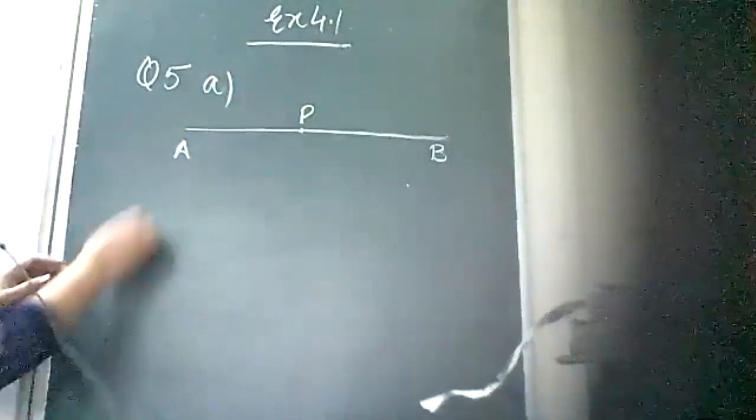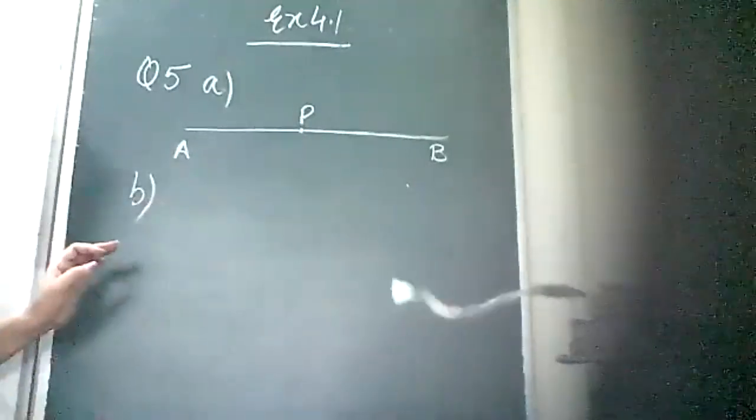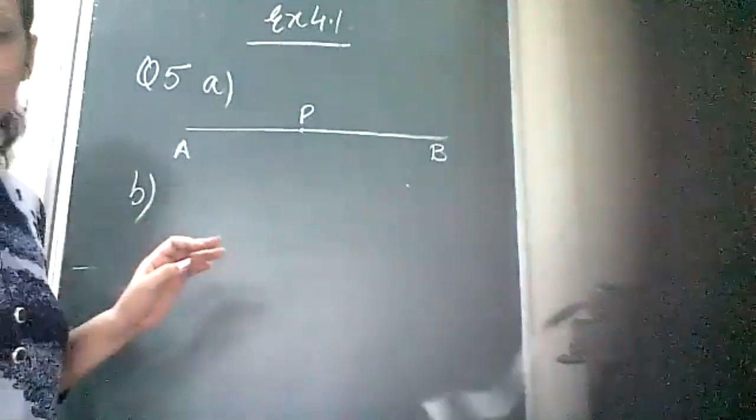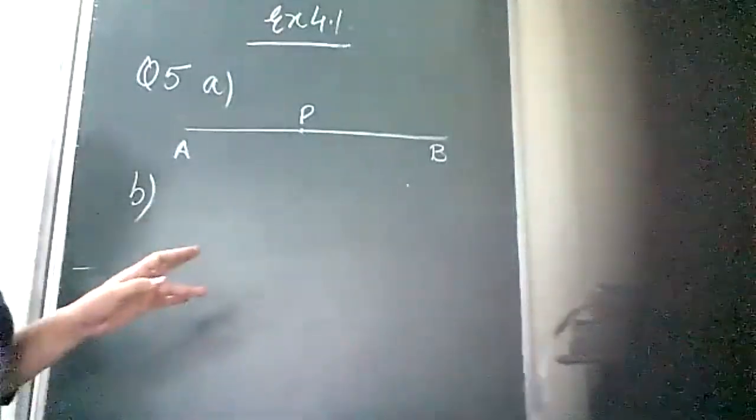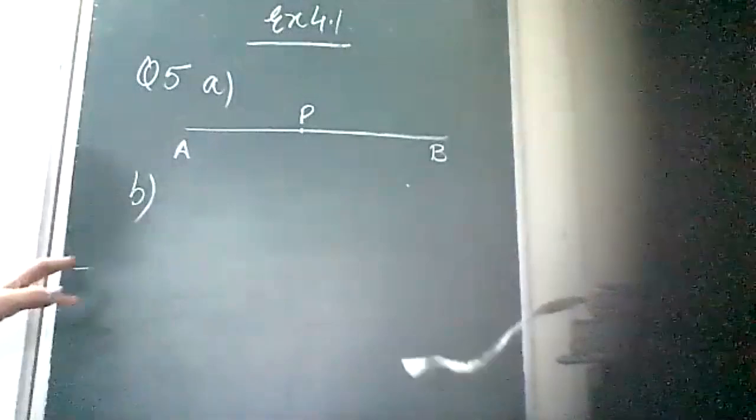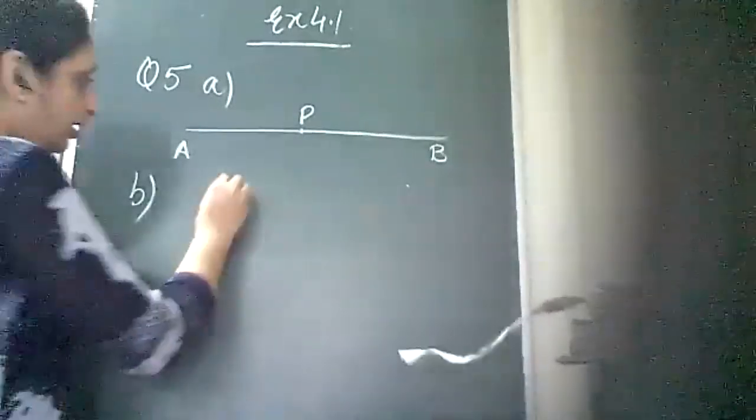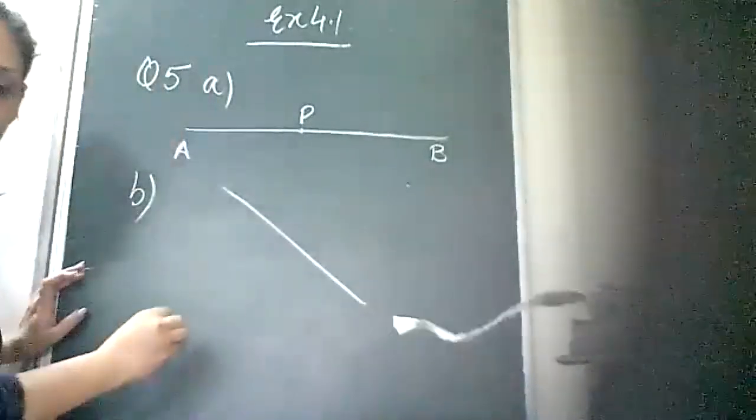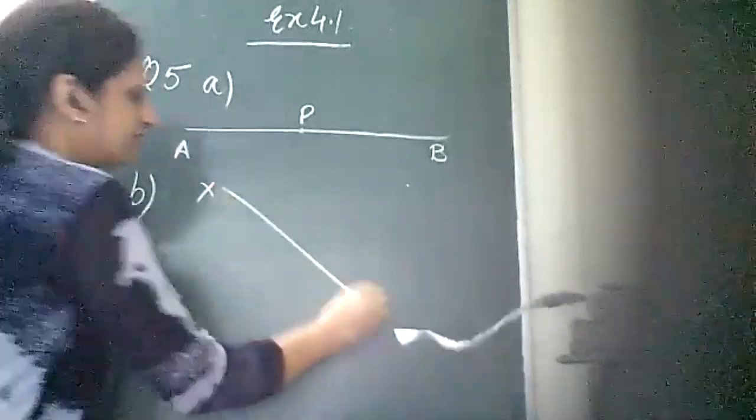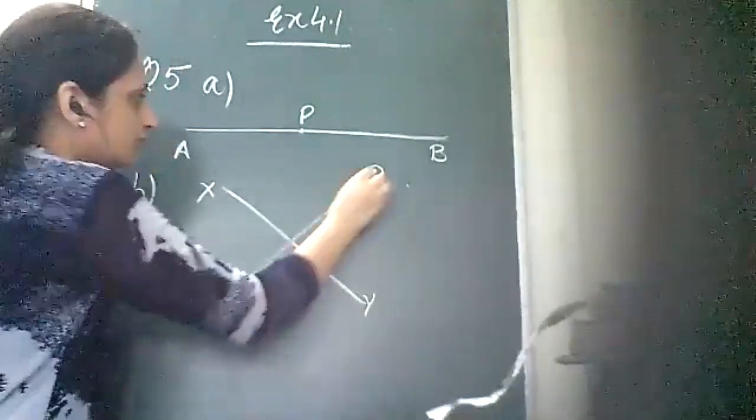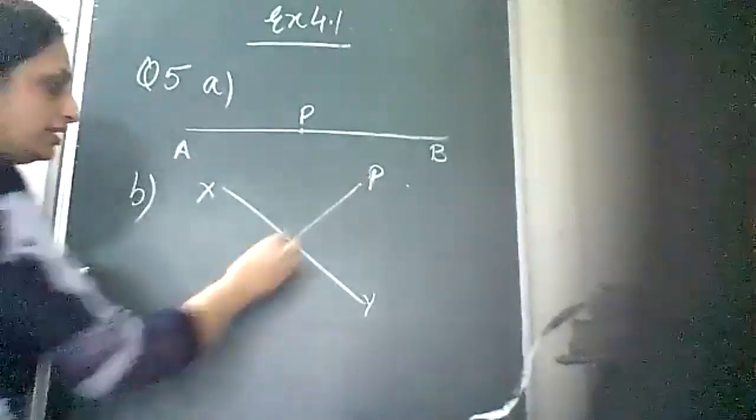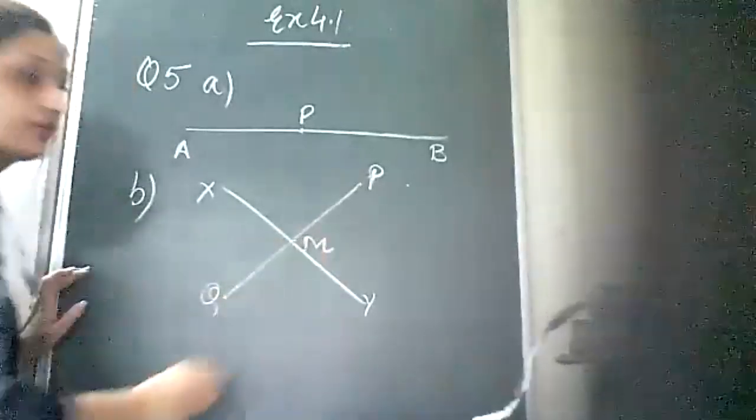Now let's start with the B part. XY and PQ intersect at M. Intersect means they are crossing each other at M. So this is your XY and next is PQ. And they are intersecting at M point.